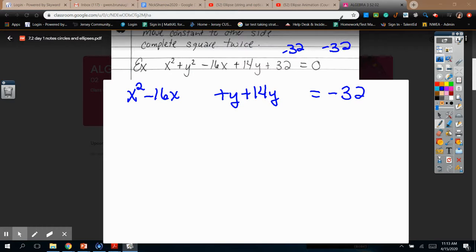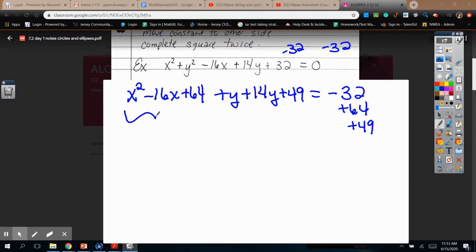Then you'll have to complete the square twice. You're going to have to find the magic number for this guy and the magic number for this guy. So the magic number is always half of this squared. So half of 16 is 8. 8 squared is 64. Well, when I put a plus 64 there, I will also have to put a plus 64 on the other side as well. Magic number of 14, half of 14 is 7. 7 squared is 49. So plus 49 plus 49.